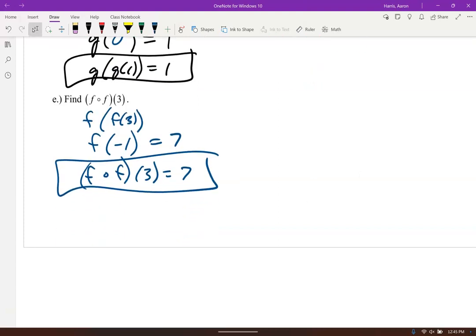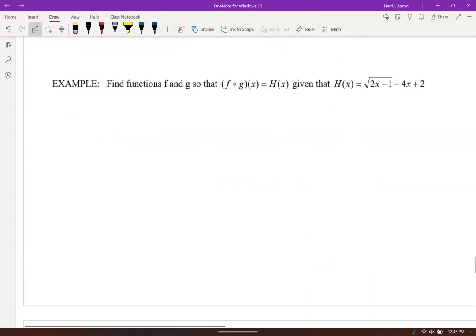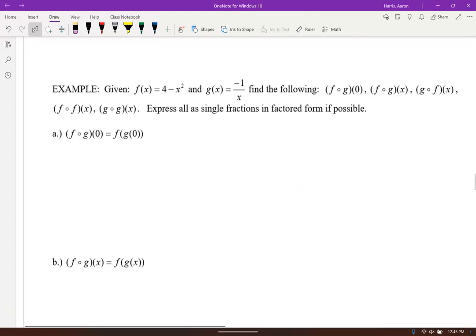All right, so let's go back up. Now that we've done it with the table of values, it would be similar if you had graphs as well. You just find the value on the graph and then go to the other graph, find the value, and so on, or whatever graph it's telling you to look at.